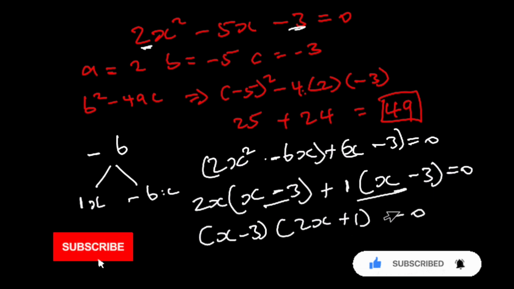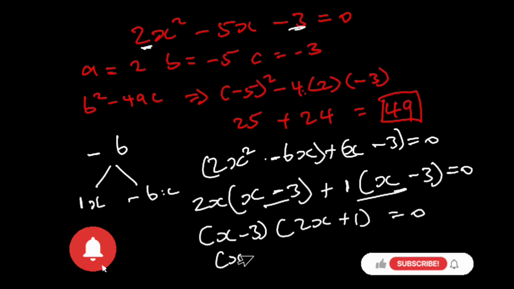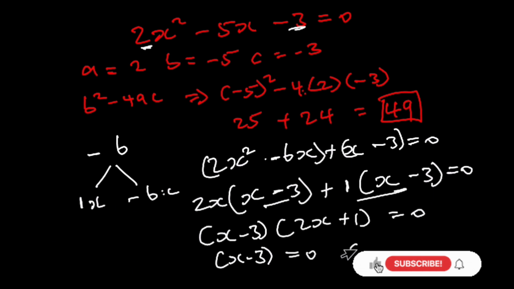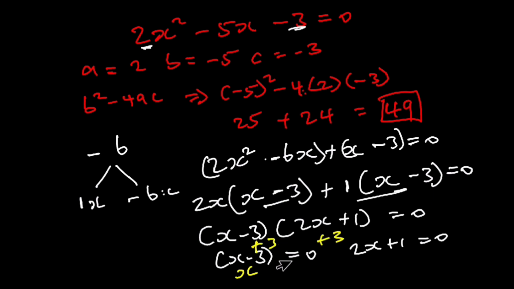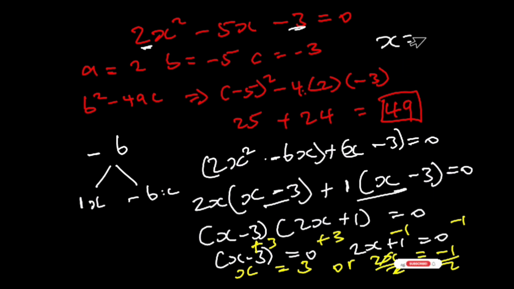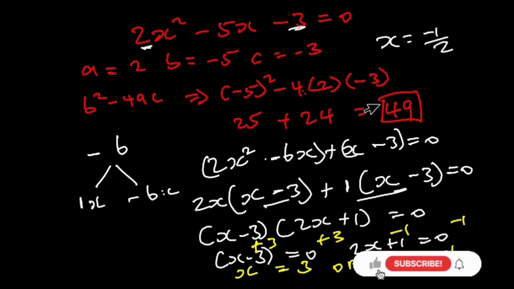Then equal to 0. So we have that x minus 3 is equal to 0, or 2x plus 1 is equal to 0. So we have that x, and we're going to add 3 to both sides. Then x is going to be equal to 3, or then 2x, we're going to subtract 1 from both sides. So 2x is equal to negative 1. We're going to divide both sides by 2. When we do that, we have that our x is equal to negative 1 over 2. So the final values of our x are x is equal to 3, or negative 1 over 2.